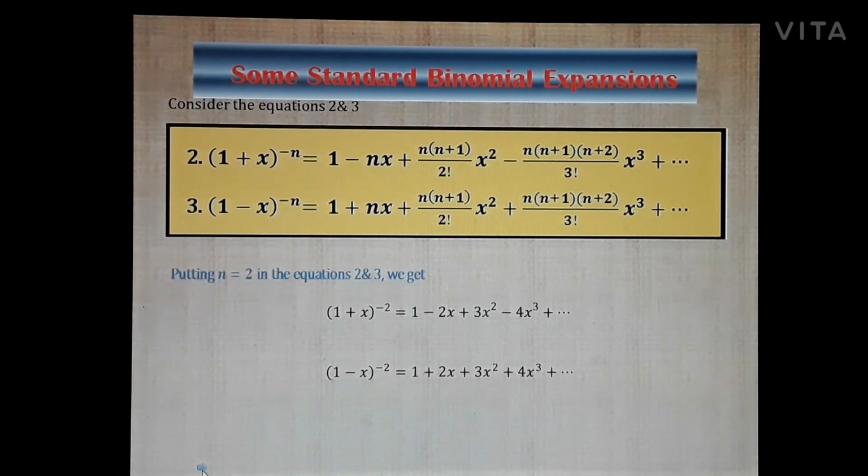Now put n is equal to 2. So here put n is equal to 2 means here 1 minus 2x plus 2 into 2 plus 1 by 2 factorial into x square minus 2 into 2 plus 1 into 2 plus 2 by 3 factorial into x cube plus etc. So now the terms get cancelled, 2 factorial, 2 and 2 get cancelled, so here we are getting 3. So here some terms will get cancelled, we are getting 4. Similarly the next expansion also we get the same, 1 plus 2x plus 3x square plus 4x cube plus etc.